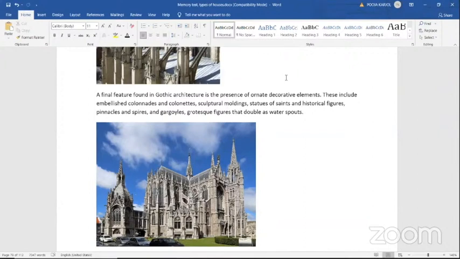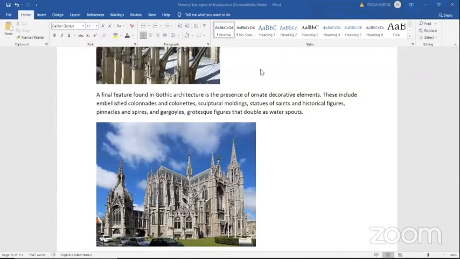First we'll see pinnacle. Pinnacle is this part. It is an ornamental piece which goes on top of a turret, maybe a spire, or simply just a parapet.